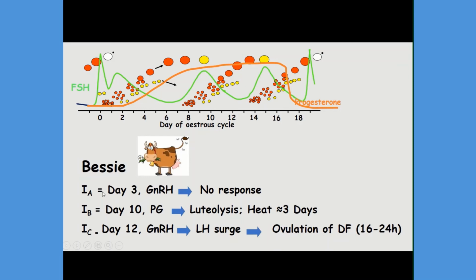So as you can see here, Bessie, intervention A, day 3, there's no real follicular growth, so GnRH is not going to do anything. There's very little response. 7 days later, day 10, prostaglandin will work because there will be a responsive corpus luteum. We'll have luteolysis. Now, we would have gotten heat and ovulation in about 3 days, but because we now come with an intervention C, at day 12, 2 days after this PG, the GnRH will push an LH surge and we'll have ovulation of the dominant follicle in about 16 to 24 hours. That's a new dominant follicle.